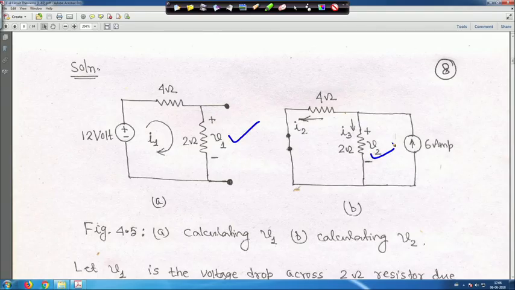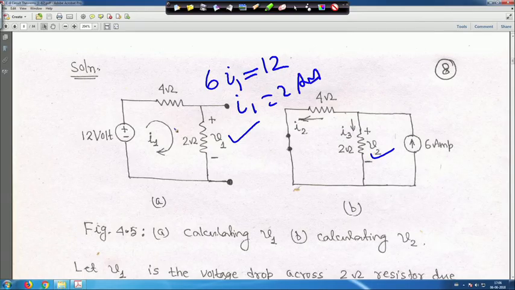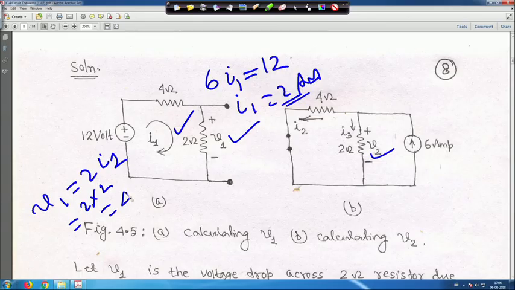So, before moving on, in this case it is very easy to find out the I 1 current. If you apply KVL here, it will be 4 plus 2, it is a simple circuit. So, basically 6 I 1 is equal to 12, therefore I 1 is equal to 2 ampere for this one. So, that means V 1 is equal to 2 I 1, so I 1 is equal to 2 ampere. So, V 1 is equal to 2 into 2, which is 4 volt. This is your V 1.